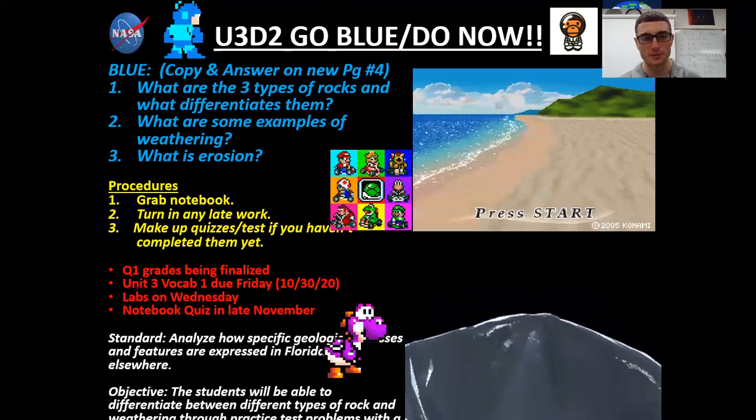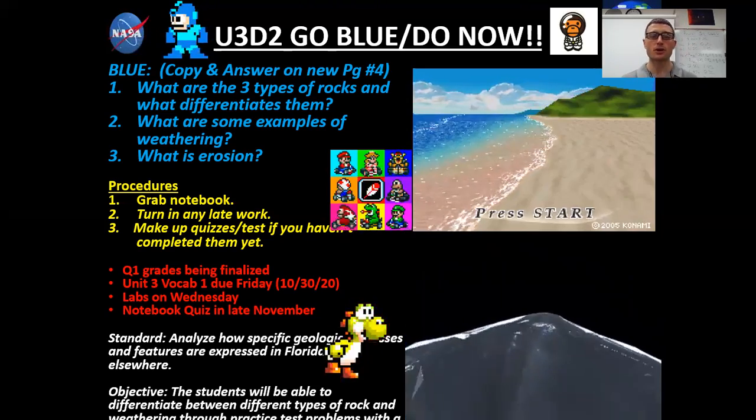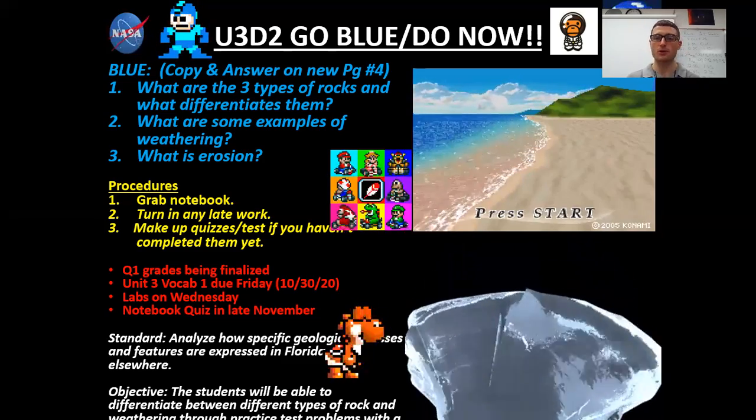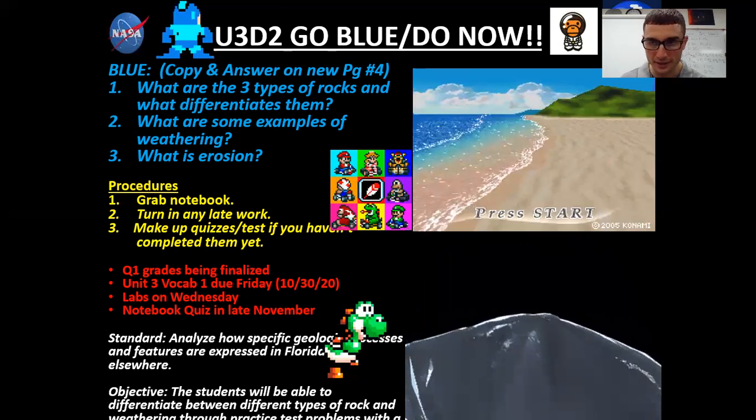Number 1, what are the 3 types of rocks and what differentiates them? 2, what are some examples of weathering? And 3, what is erosion? Pause the video, write that out on page 4, see what you think.